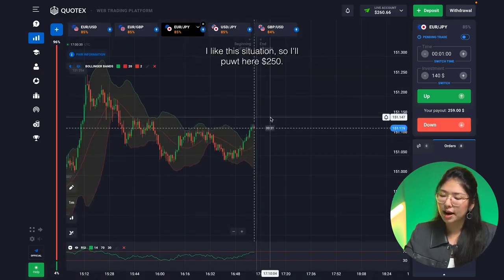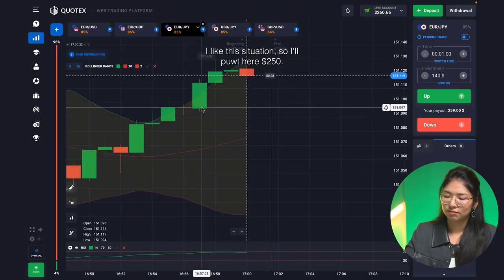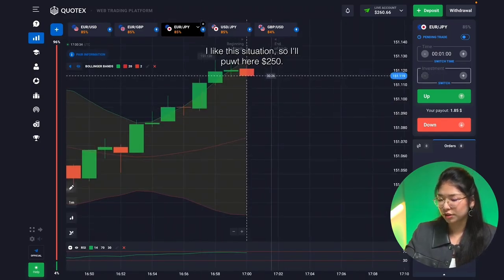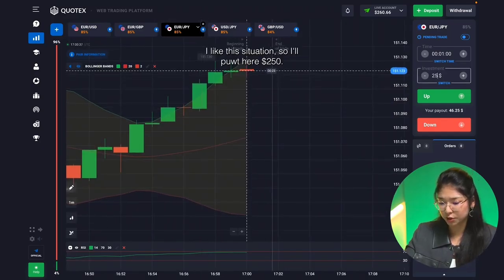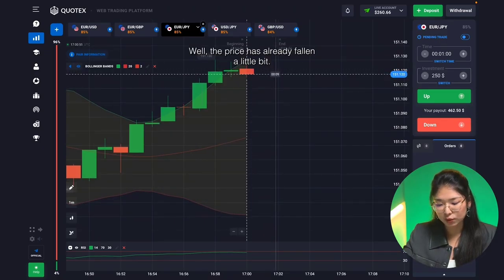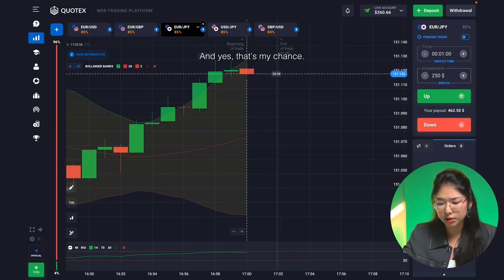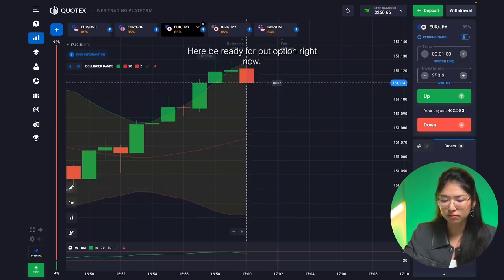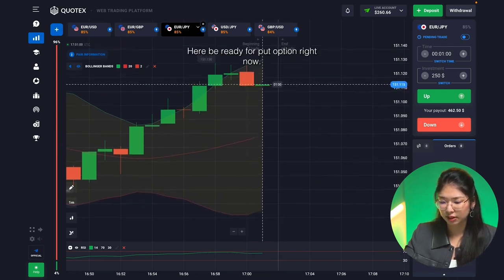one more trade here. I like the situation. So I put here $250, I'm sorry. And by the way, right now our price has already fallen a little bit, and yes, that's my chance. Here, be ready for a put option right now.